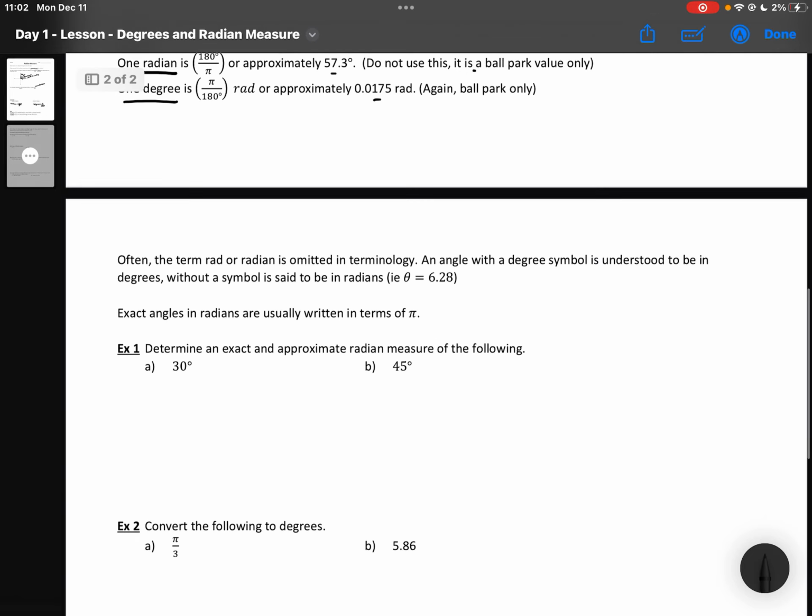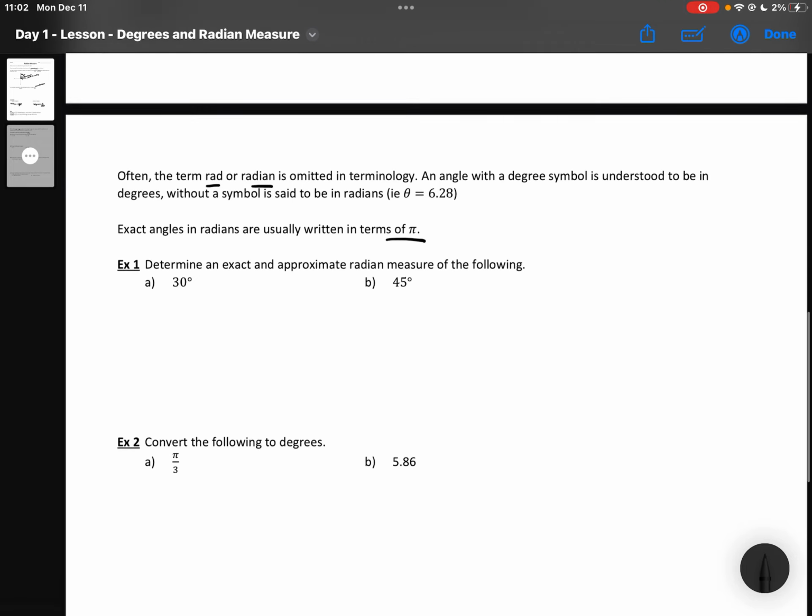In terms of notation, often we don't write rad or radian. An angle with a degree symbol is in degrees. Something that doesn't have any symbols beside it is just said to be in radians. So exact angles in radians are usually written in terms of pi. The first 2 examples we're going to do are an exact and an approximate radian measure of the following.